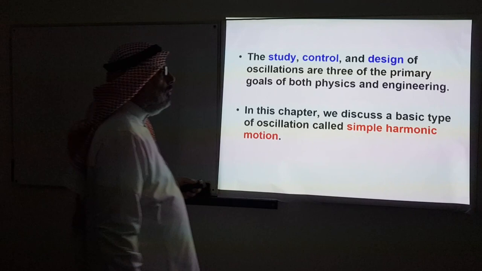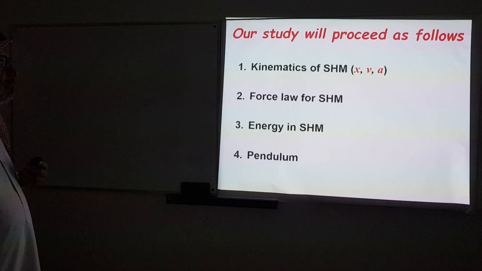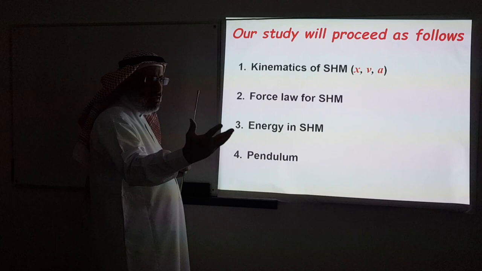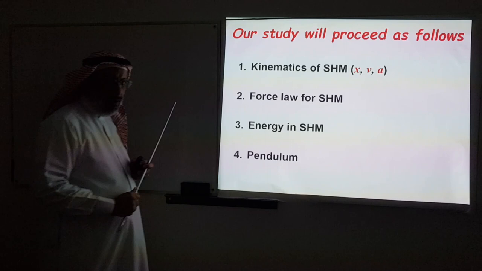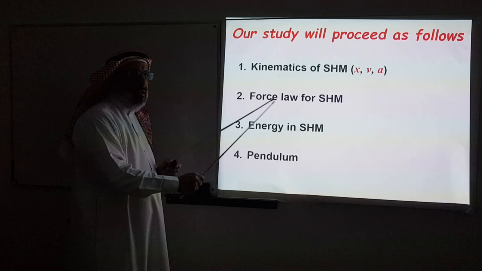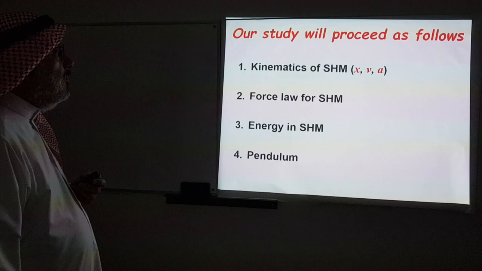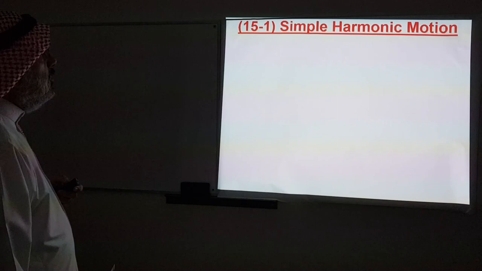And here is how we will proceed. First, we will study the kinematics of simple harmonic motion. That is, find the position as a function of time, and then the velocity as a function of time, and then the acceleration as a function of time. And then we will consider the force responsible for simple harmonic motion. And then we will see how to calculate the energy associated with simple harmonic motion. And finally, we will consider pendulums as examples of systems or objects executing periodic motion or oscillatory motion.